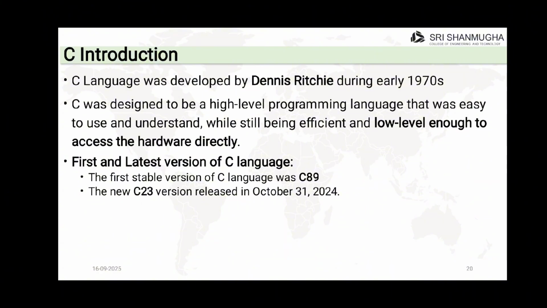C language was developed by Dennis Ritchie during the early 1970s. C was designed to be a high-level programming language that was easy to use and understand, while still being efficient and low-level enough to access the hardware directly. The first stable version of C language was C89. The new C23 version was released on October 31, 2024.